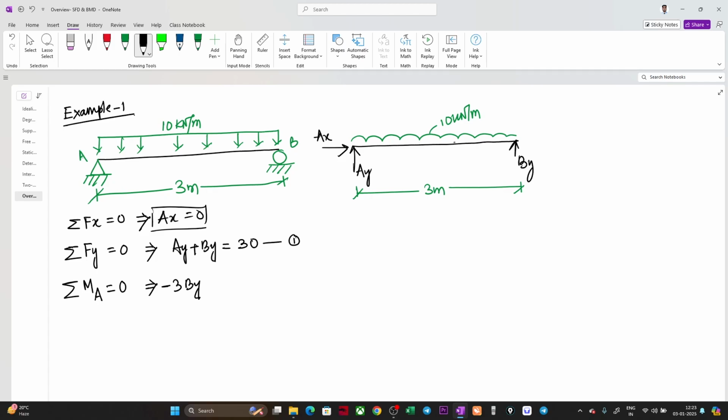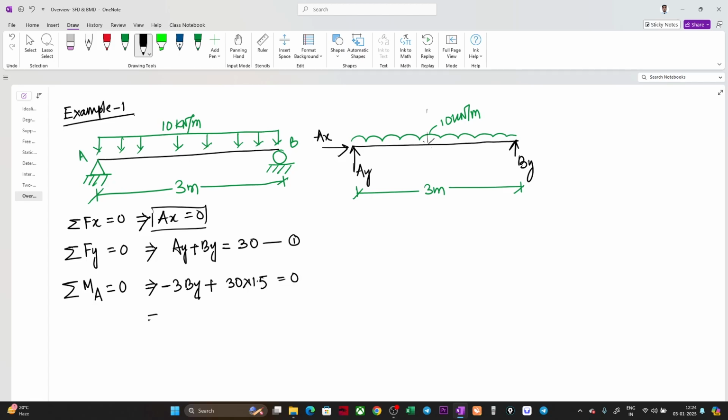Then this load will also create a moment. The total load is 30 kilonewton, and as it is distributed uniformly, we consider the equivalent point load acting at the center of the span. The lever arm will be half of the 3 meters, and it will be plus as it is clockwise. So 30 kilonewton multiplied by 1.5, which is half of the span, equal to 0.